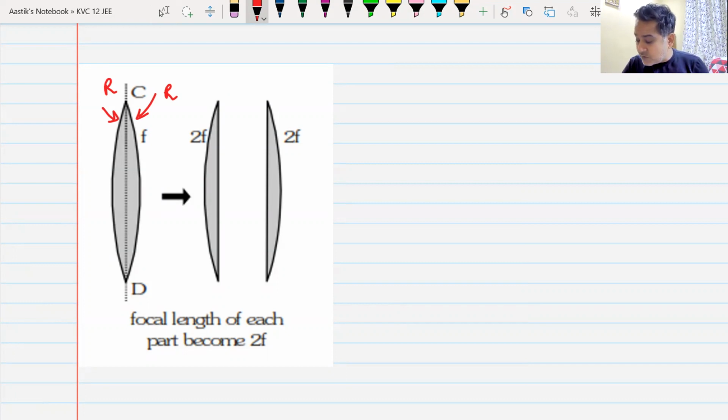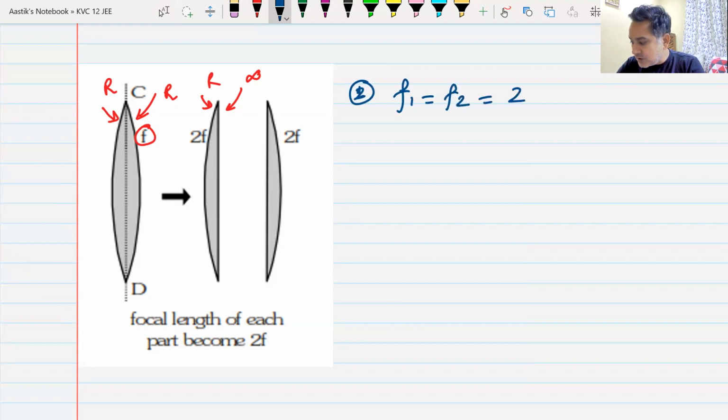If I call the original focal length f, and I cut it along the optical axis, then on one side you have R and on the other side you have infinity. Do we understand this? Because on one side you have a plane surface and on the other side a curved surface. So in this case, focal length f1 equals f2 equals 2f. Do we understand this?